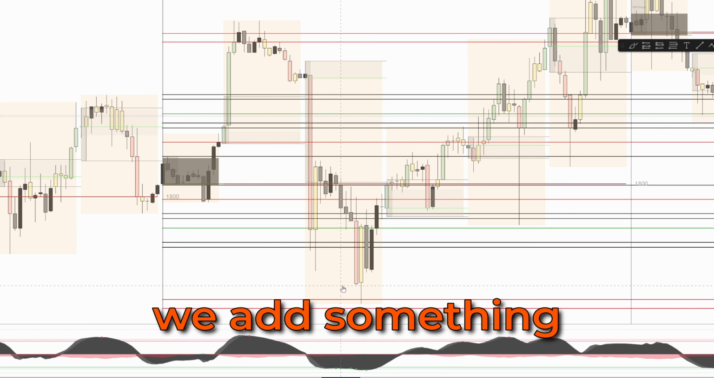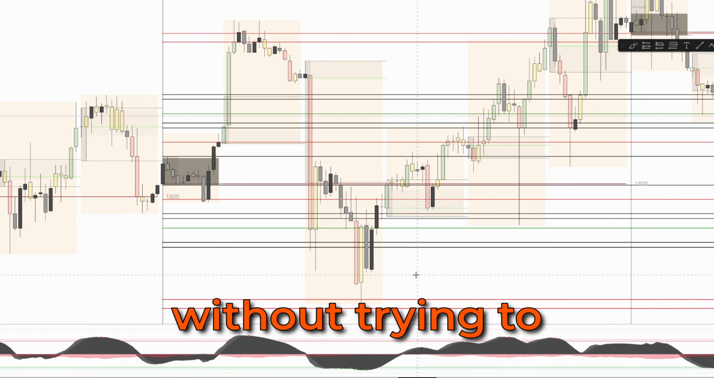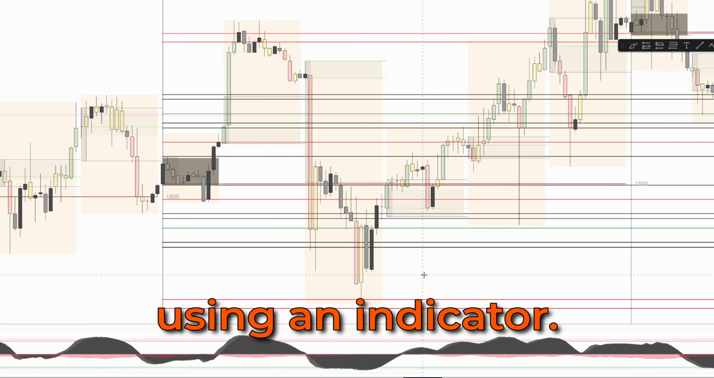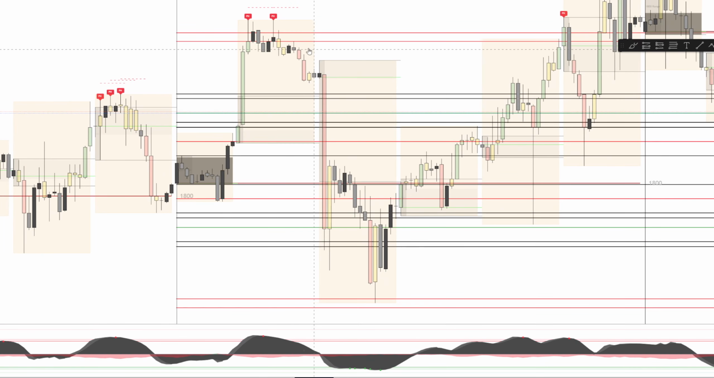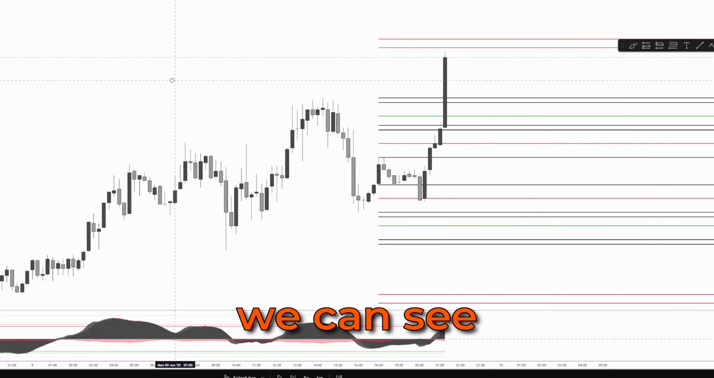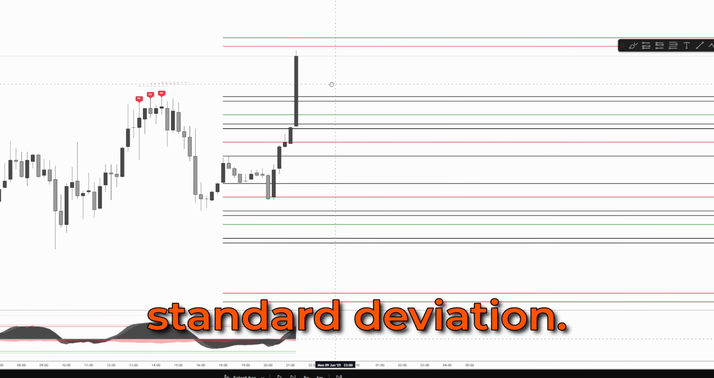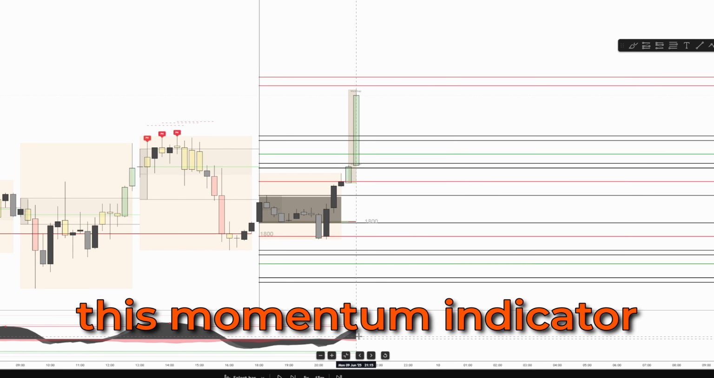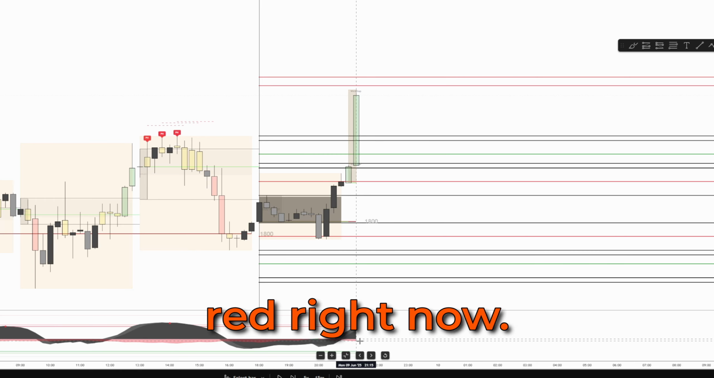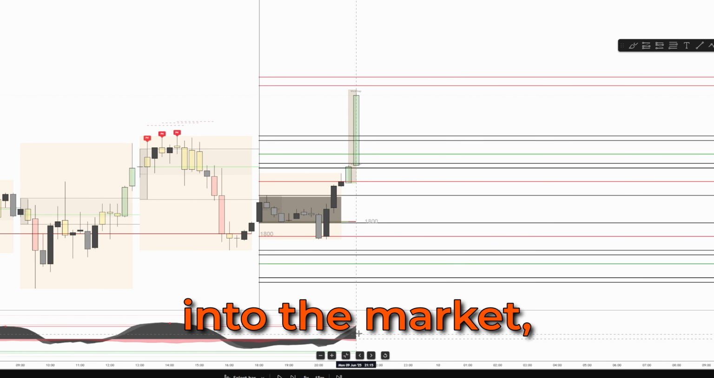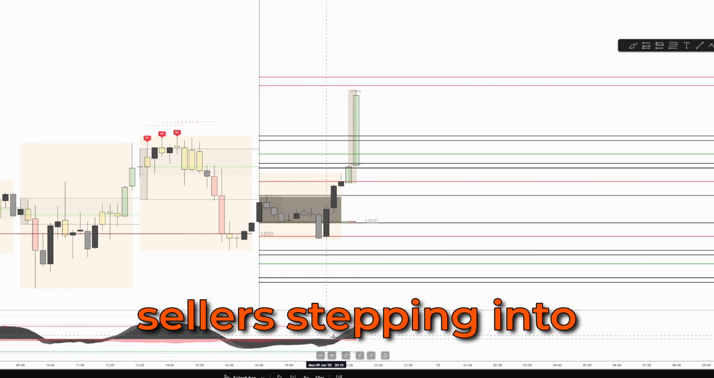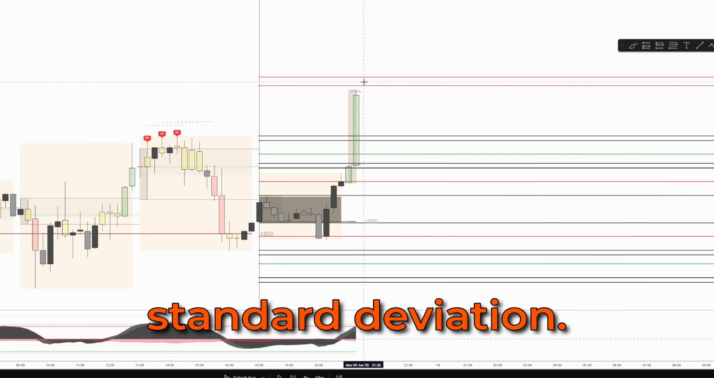But how can we add something to our trading without trying to think about what we should be doing, and just by using an indicator? So let's add this to our chart, and we're going to run a replay back to this bar where we can see price coming to the 4 standard deviation. We're also going to be looking at this momentum indicator at the bottom, which is going to be showing us the money flow, which is going to be in the red right now. So we have sellers stepping into the market, and then we can also see that we are overbought. So we're overbought, we have sellers stepping into the market, we're coming up to 4 standard deviation.